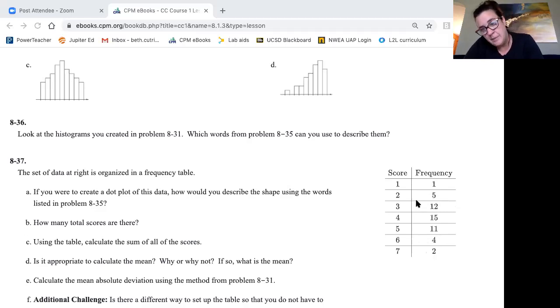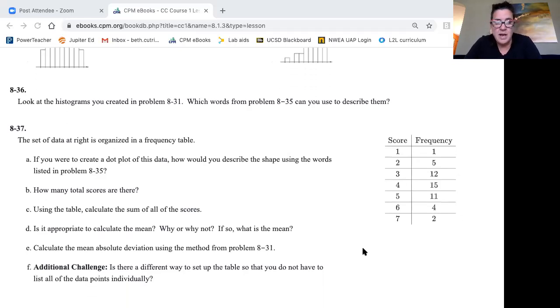And the way you're going to get the sum is you're going to say 1 times 1 is 1. Put a 1 here. 2 times 5 is 10. Put a 10. 3 times 12 is 36. 4 times 15 is 60. 5 times 11 is 55. 6 times 4 is 24. 7 times 2 is 14. So you have those products, and you're going to add those up to get the sum of all the scores. And then you're going to divide by how many there were, which you added up in B. And then you're going to calculate the mean. Well, that is calculating the mean.